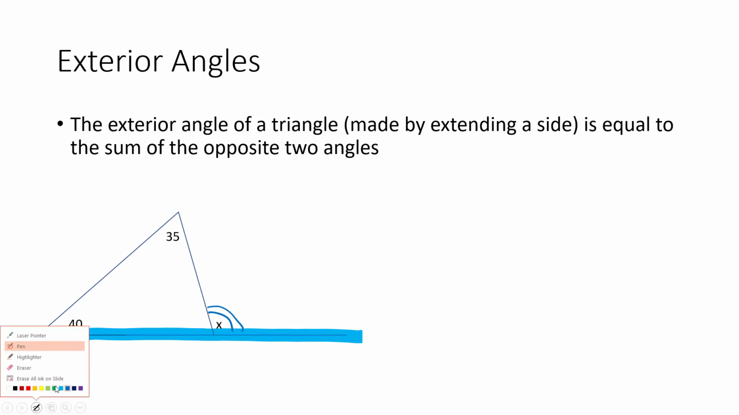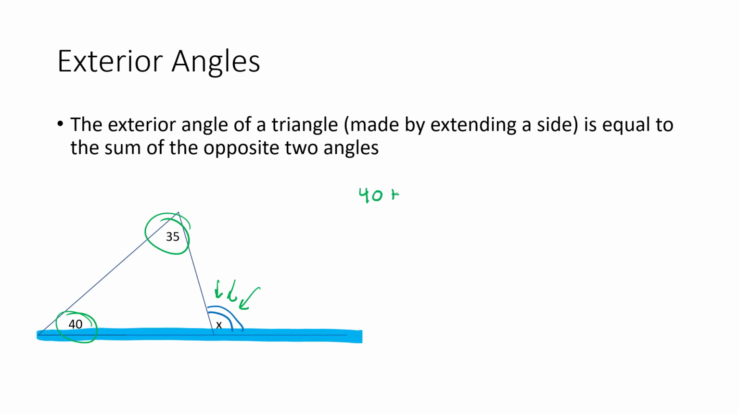In other words, if I were to take my 40 and 35, that's going to give this exterior angle, x. 40 plus 35 equals the exterior angle, x. x is 75 degrees. Property number 3 is the exterior angle of a triangle is equal to the sum of the opposite two angles.